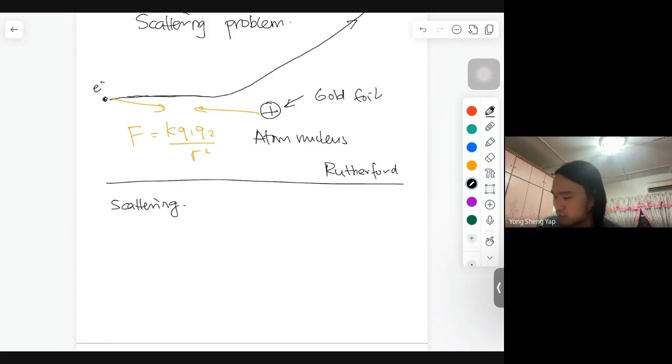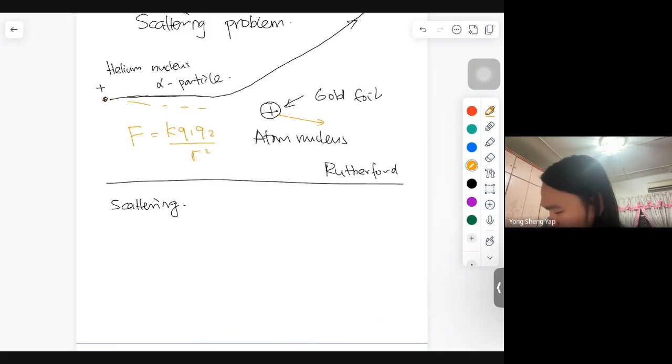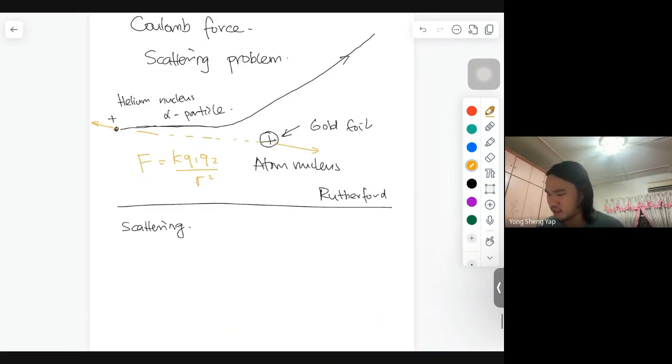Oh, sorry, so maybe it's not electrons. This is bad. This should be something that's a positive charge. The positive charge is an alpha particle, a helium nucleus. So sorry, it should be a repulsive force. Sorry for the mix-up. Basically, Rutherford did this experiment by bombarding the gold foil with helium nuclei.